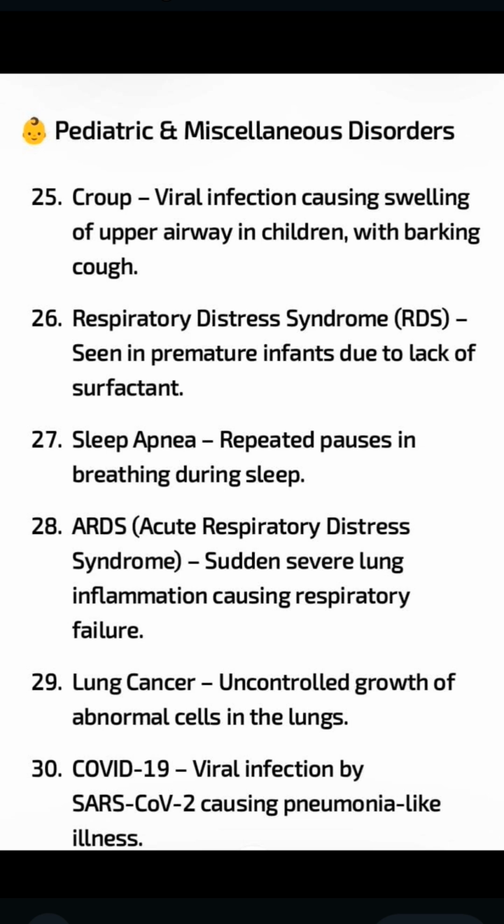Respiratory distress syndrome seen in premature infants due to lack of surfactant. A repeated pause in breathing during sleep, called sleep apnea. Sudden severe lung inflammation causing respiratory failure, called acute respiratory distress syndrome. Uncontrolled growth of abnormal cells in the lungs, called lung cancer. COVID-19 is a viral infection caused by SARS-CoV-2 that causes pneumonia-like illness.